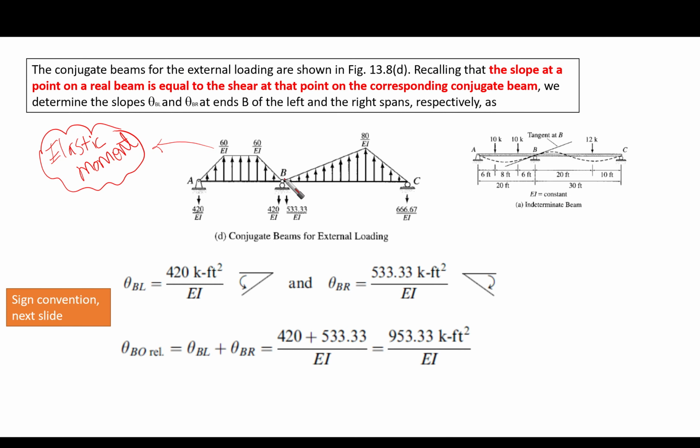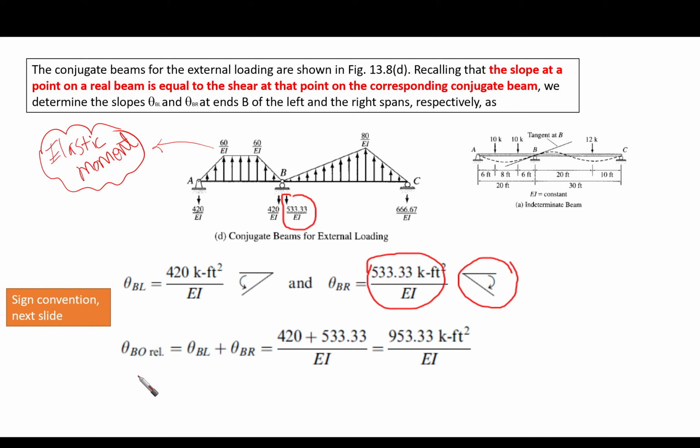Okay, now let's go to the beam BC. The shear is going down from the left. This means what? Negative shear. Negative means what? Yes, clockwise. It is clockwise, as you can see here.